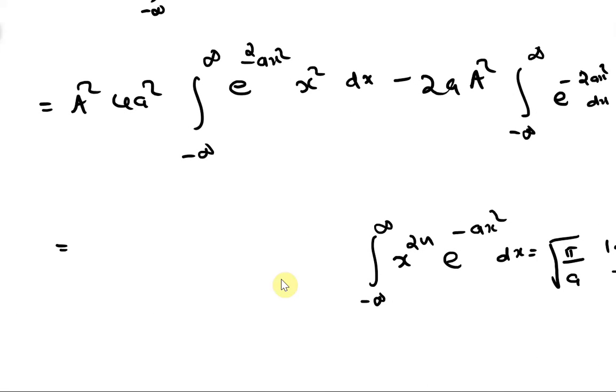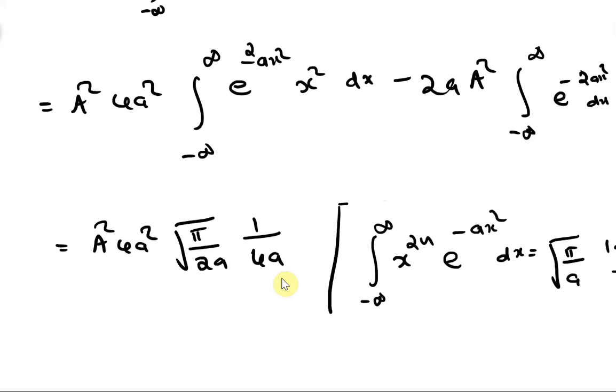So what we will have is a square 4a square, and this integration result is going to be root pi by a. A corresponds here nothing but 2a, right? Instead of a, what we have is 2a, and 1 by 2 times a. 2 times a is again 2a, so 1 by 4a. That is going to be the integration value of this particular term.